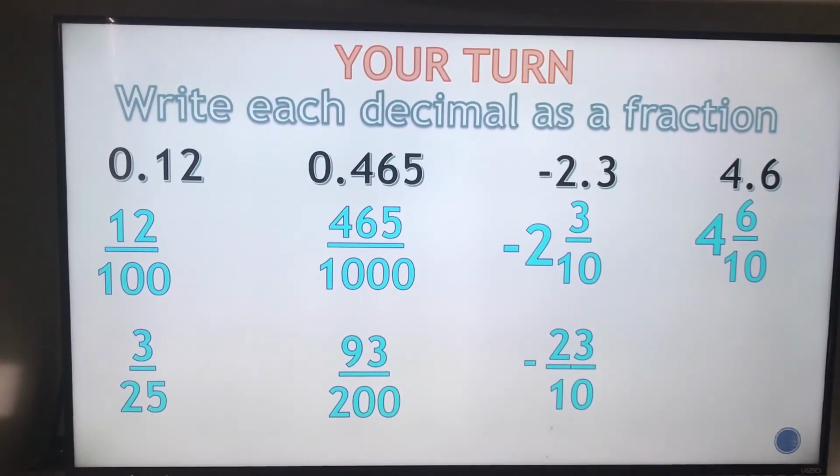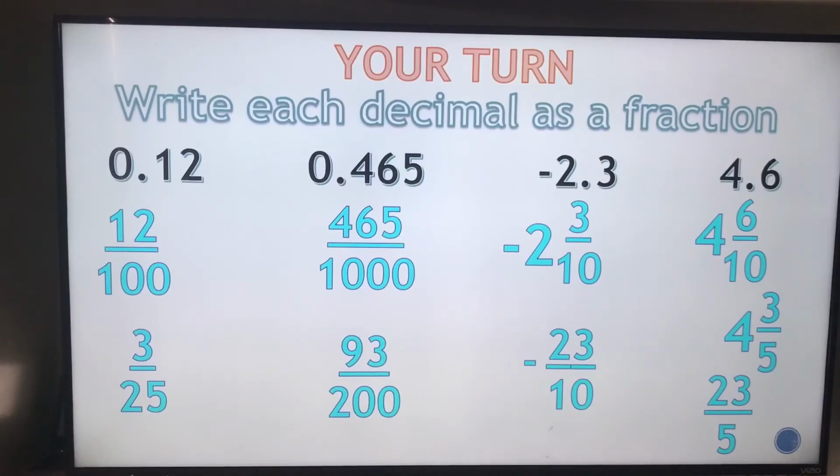So if you look at it, 6/10 can really become 3/5. So I have 4 3/5. When I change this into an improper fraction, I do 5 times 4 is 20, plus 3 is 23/5.